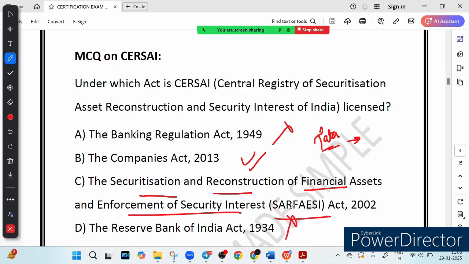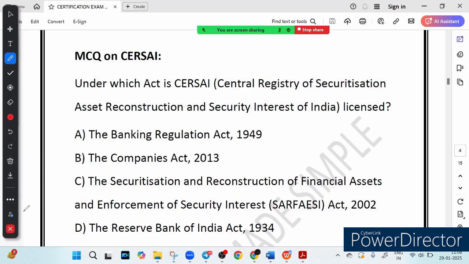So what is the key takeaway from this particular question? The thing is that SARFAESI is a central registry that records information on secured loans to prevent fraud, and it is licensed under the Companies Act 2013. The SARFAESI Act provides its legal purpose but does not handle its licensing, and the Banking Regulation Act and RBI Act are unrelated to its licensing. Right, so the question was regarding the licensing of that. Okay, I hope you are understanding each and everything.